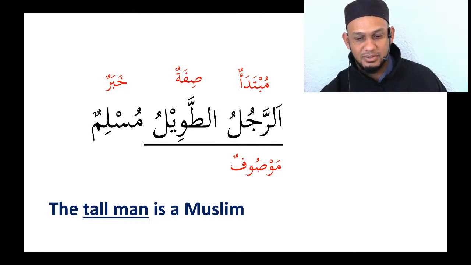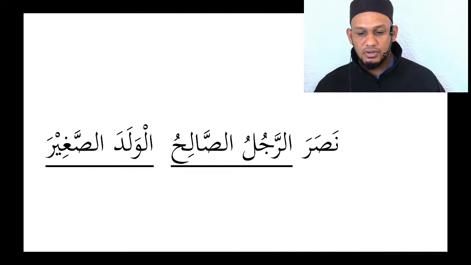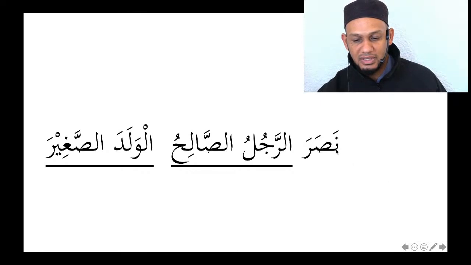Okay, next one. Nasara ar-rajulu as-salihu al-walada as-saghira. Nasara means helped. Because nasara is a verb, I have a jumlatul fi'liya. When I have jumlatul fi'liya, I must find who helped. I look at the end, I see nothing there. I look to the left, I see the word ar-rajulu. So the man helped. Nasara ar-rajulu, the man helped.